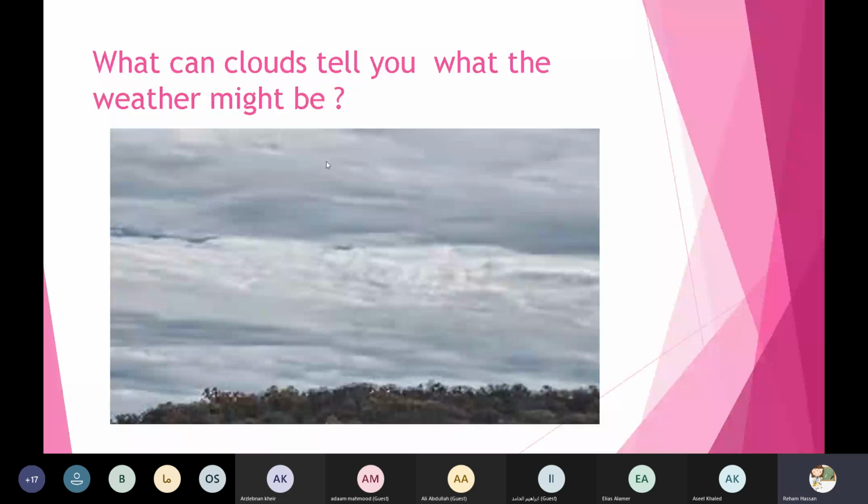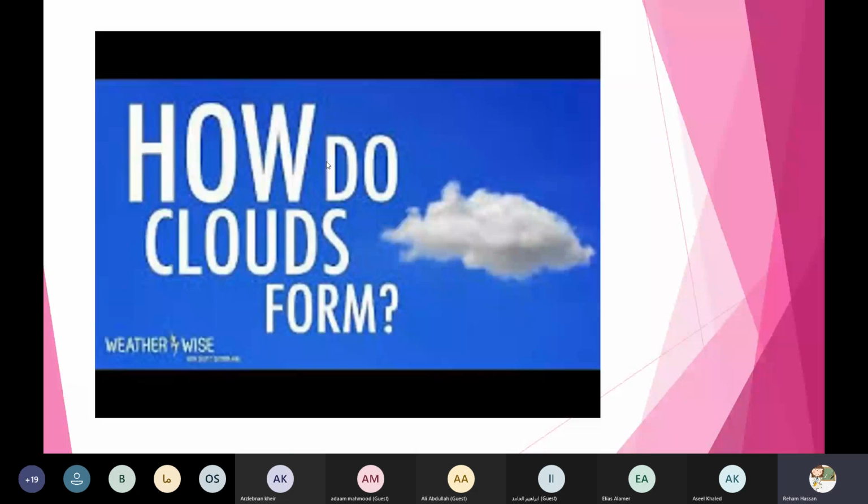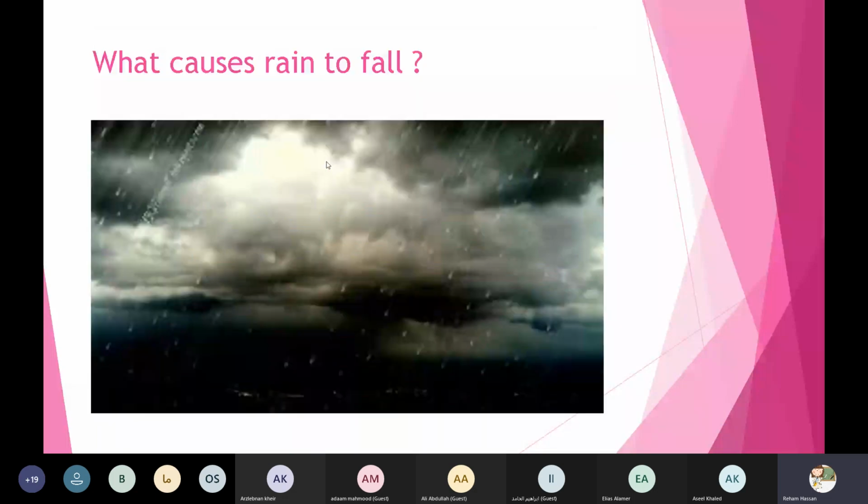So what causes the rain to fall? And how do the clouds form, grade 1? Do you have any answers for these questions? Who can tell me what causes the rain to fall? If you have any answers, open your mic and answer. I accept all of your answers.